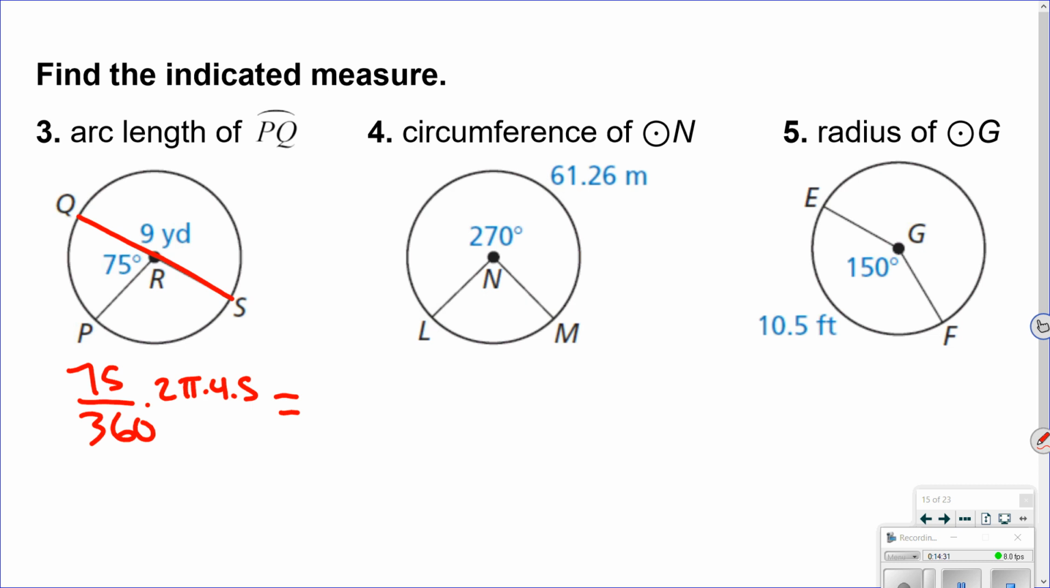And that's going to equal the length of arc PQ. Okay, plug it all in the calculator, and you'll get your answer there.